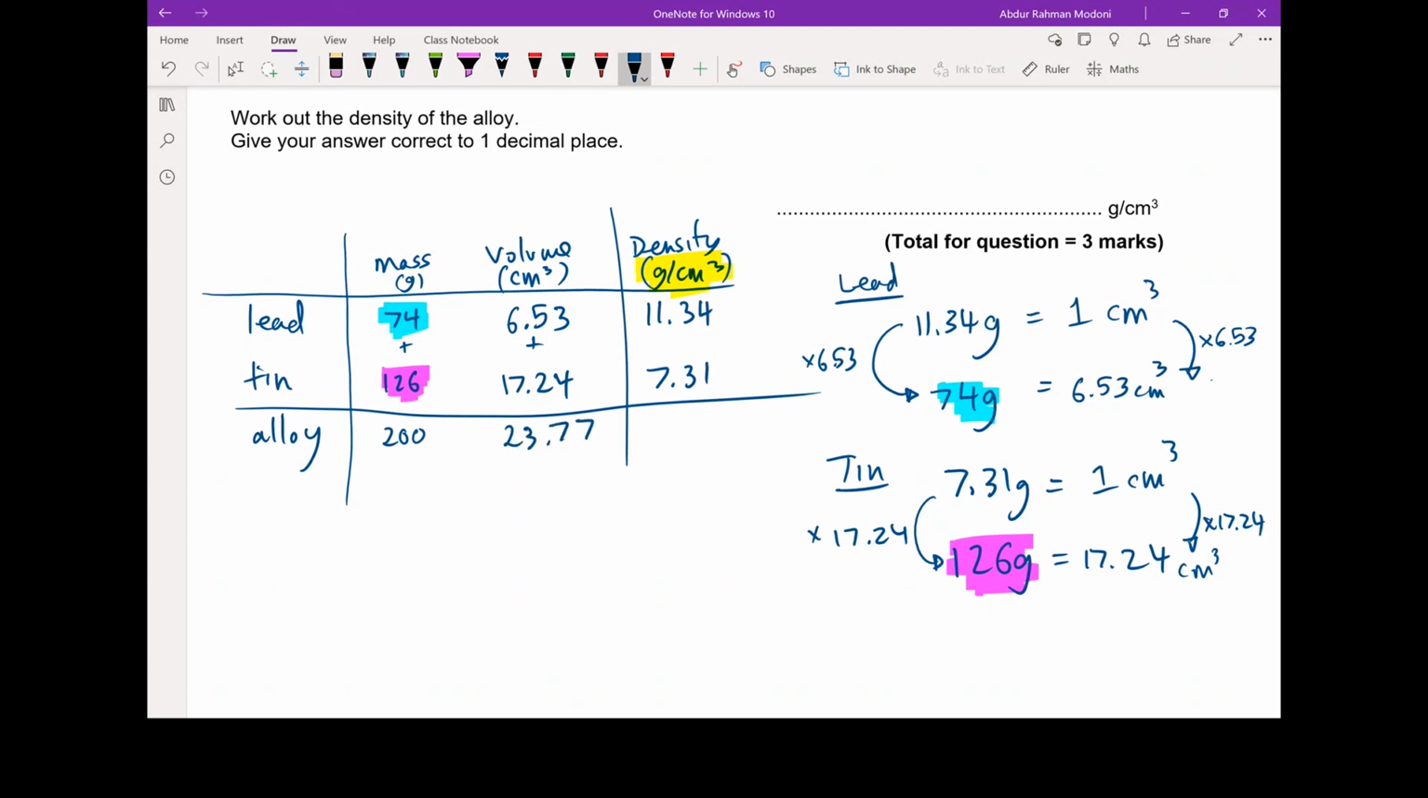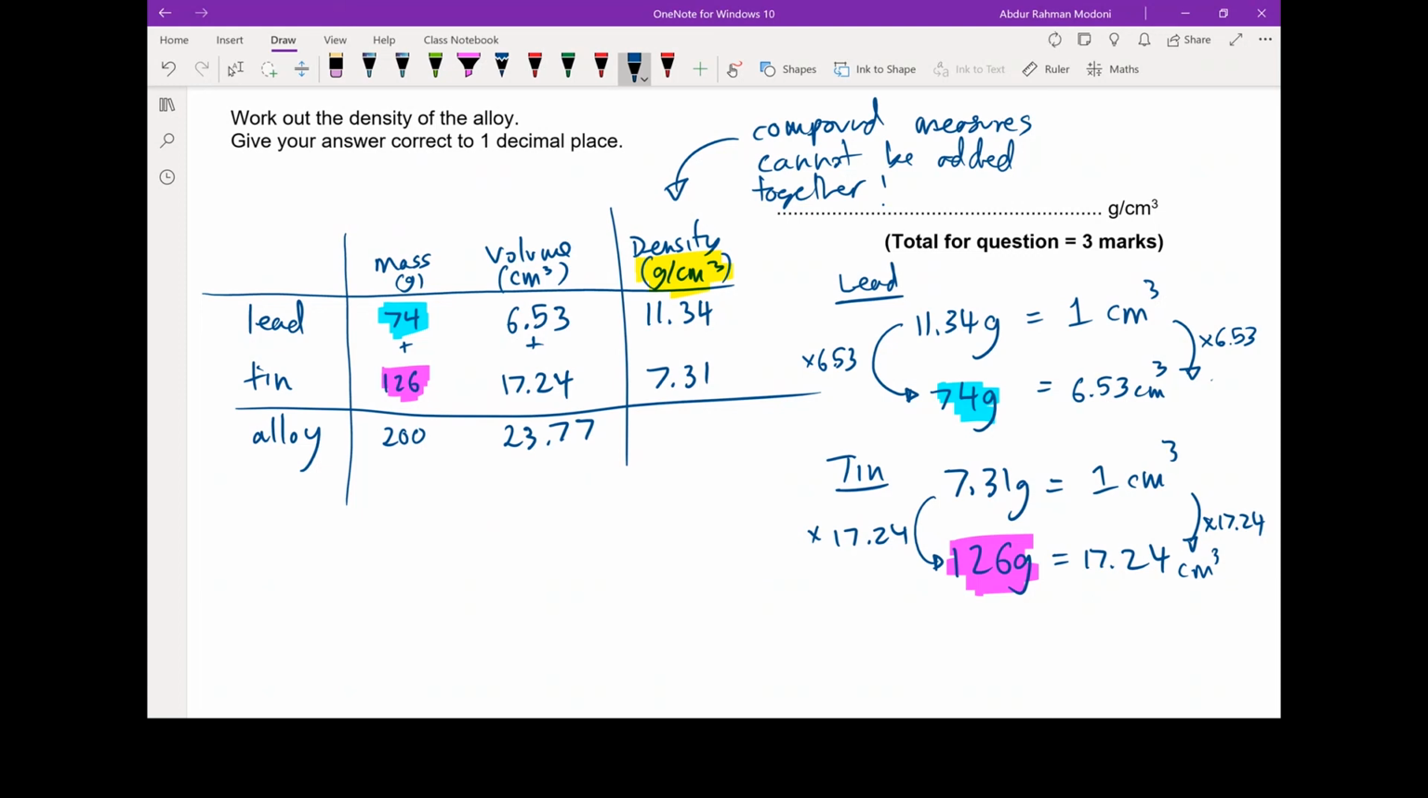So we've added that. The thing that we cannot do is add 11.34 with 7.31 because that's a compound measure. Okay, notice this is compound measure, and I'll make a note here. Compound measures cannot be added together. Very important to remember that. Okay, so we can't just simply add that.